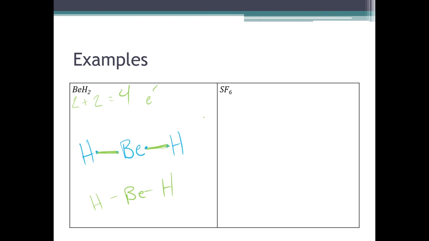Moving on to our next one, we have SF6. So we're going to have sulfur in the middle, surrounded by 6 fluorine atoms. Go ahead and just space them out kind of evenly. And then we can draw our Lewis structures. Sulfur has 1, 2, 3, 4, 5, 6 valence electrons, and each fluorine has 7. So 1, 2, 3, 4, 5, 6, 7.